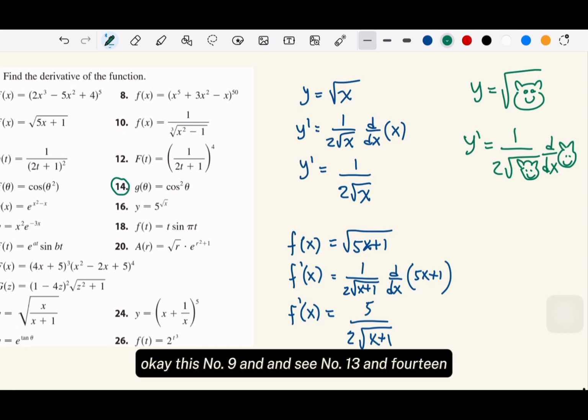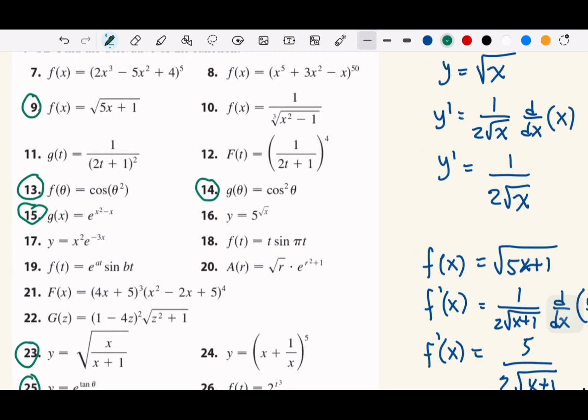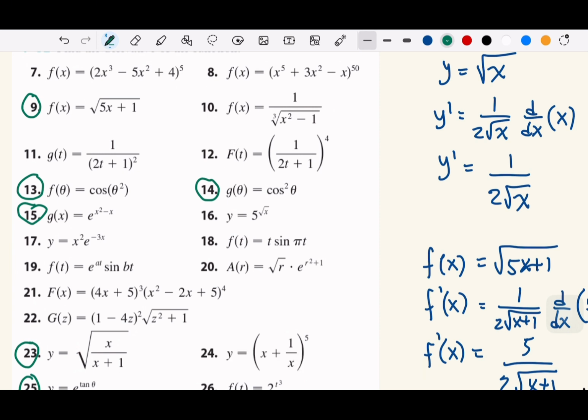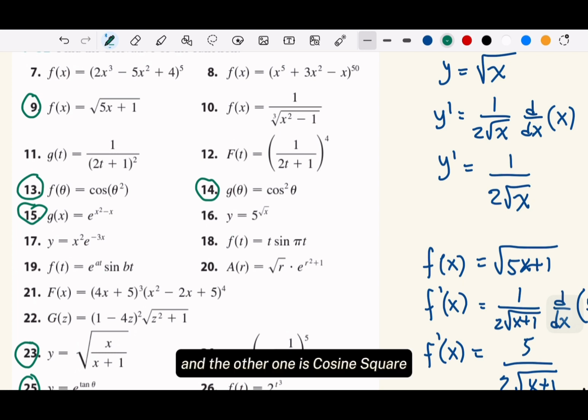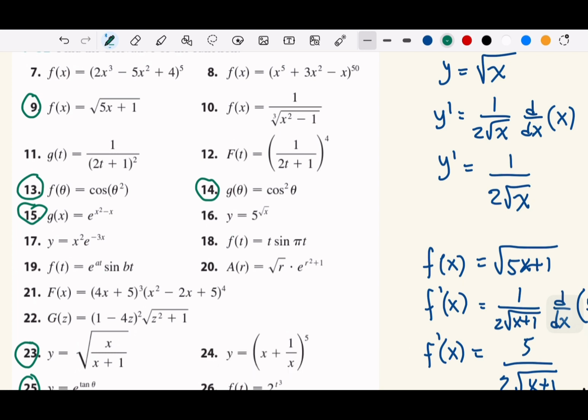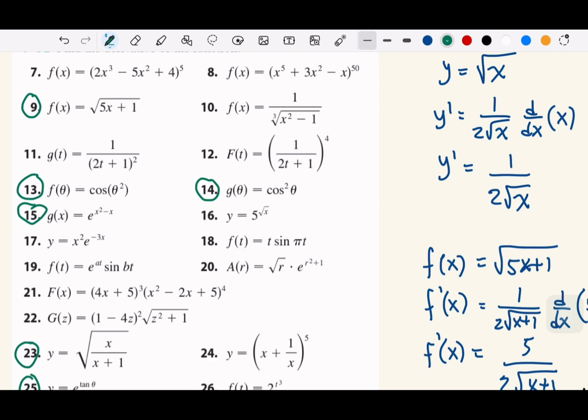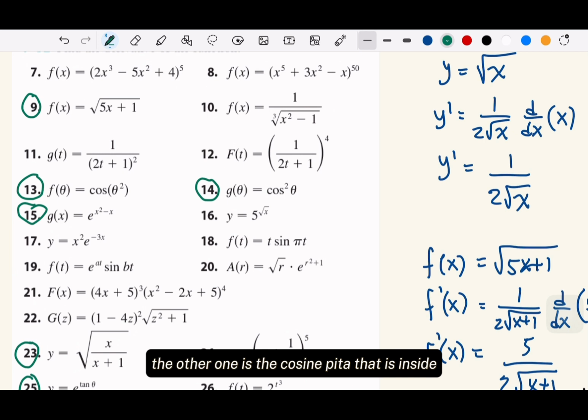Okay, that's number 9. Now see number 13 and 14. It seems similar, right? One is cosine of theta squared, and the other is cosine squared, which means it's a different function. In the first one, theta squared is inside. In the other one, cosine theta is inside. You get it?